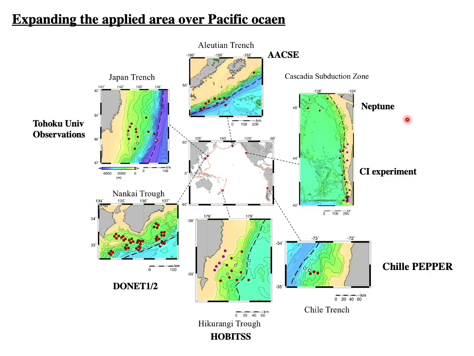To evaluate models, we compared modeled OBP time series with observation over the Pacific Ocean. We used datasets from 6 regions: Hikurangi Trough, Nankai Trough, Japan Trench, Aleutian Trench, Cascadia Subduction Zone, and Chile Trench. More than 150 sites collected data whose purpose is detecting seafloor deformation. I think this kind of research of data comparison globally, which focuses on seafloor deformation, is still limited, and this work is kind of the first step, I think.